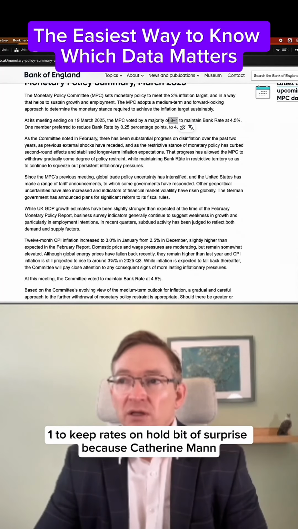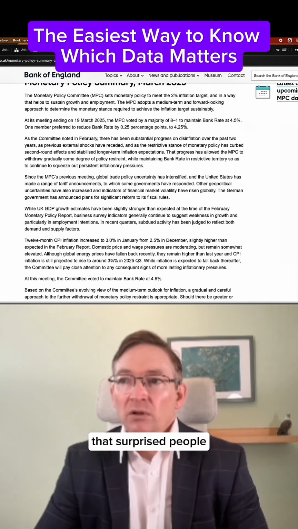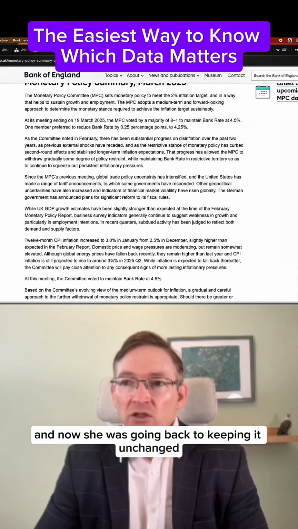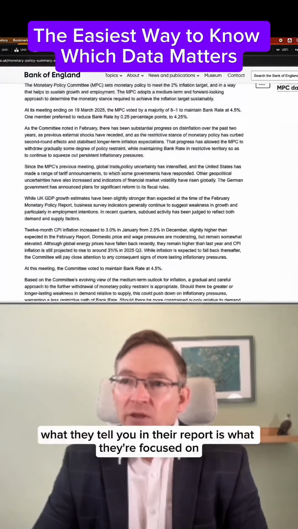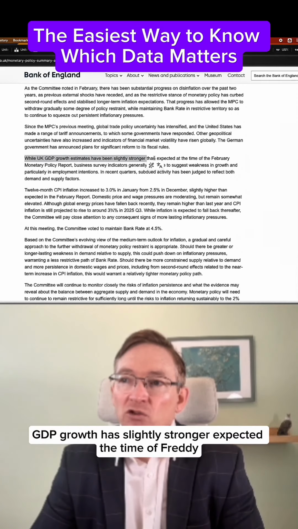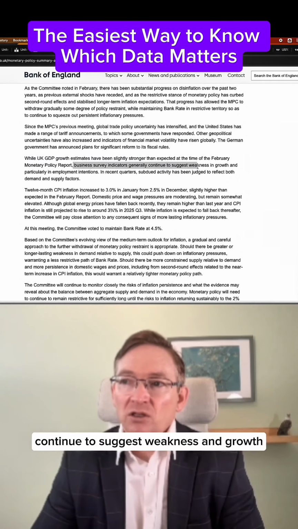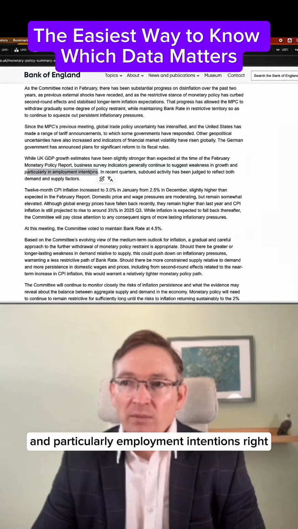Bit of a surprise because Catherine Mann, the previous decision, had voted for a cut. That surprised people. Now she was going back to keeping it unchanged. But look, what they tell you in their report is what they're focused on. So they said, look, GDP growth has been slightly stronger than expected at the time of Freddie, but look what they say. Business survey indicators generally continue to suggest weakness in growth and particularly in employment intentions, right?